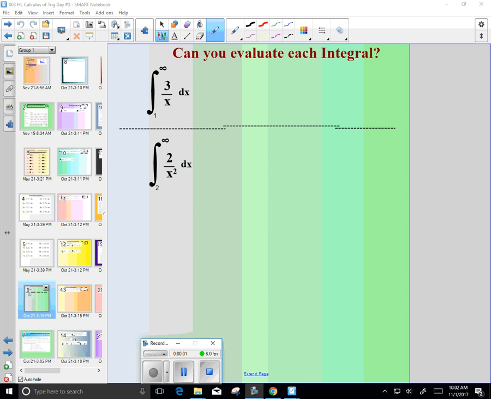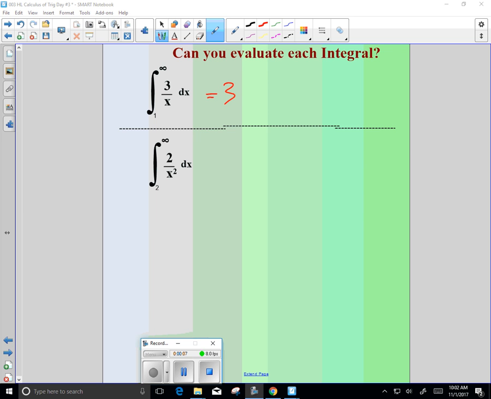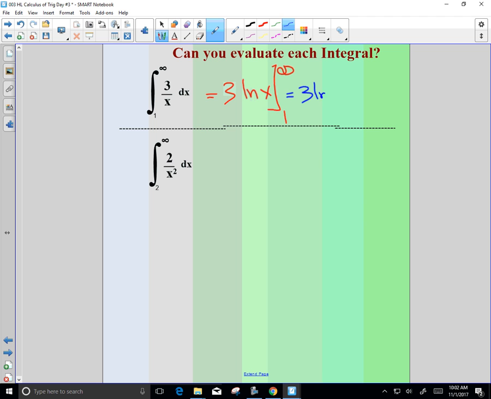How did you do with this first one? Anybody know what this antiderivative is? 3 times what? The natural log of x. Now we're going to go from 1 to infinity for this. So this is saying you're going to go 3 times the natural log of infinity minus what? 3 times the natural log of 1.